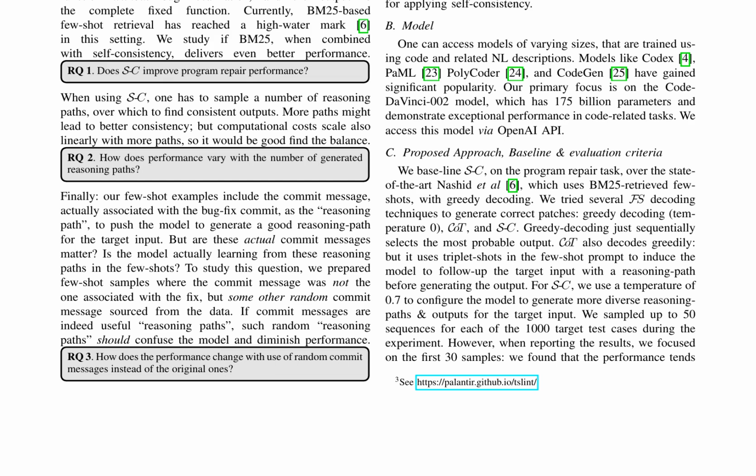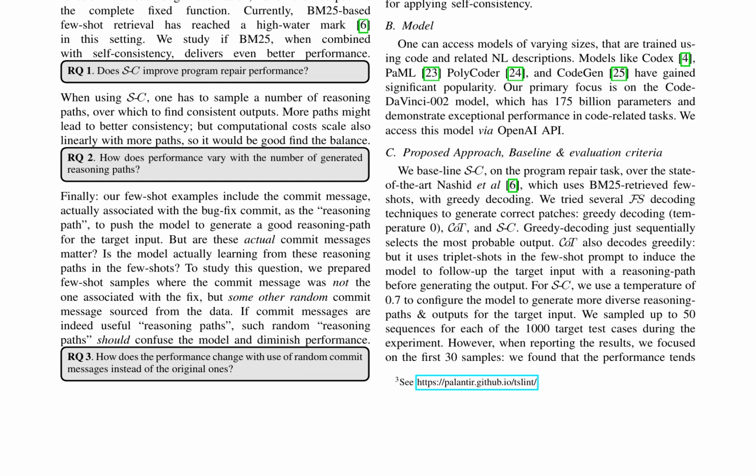Self-consistency, configured with a temperature of 0.7, generates more diverse reasoning paths and outputs for the target input. In the experiment, up to 50 sequences are sampled for each of the 1,000 target test cases, with a focus on the first 30 samples for reporting results. The results, presented in Table I, show that self-consistency improves performance over the baseline method, particularly when combined with BM25. The use of self-consistency also leads to a higher relative gain over the greedy plus BM25 baseline.